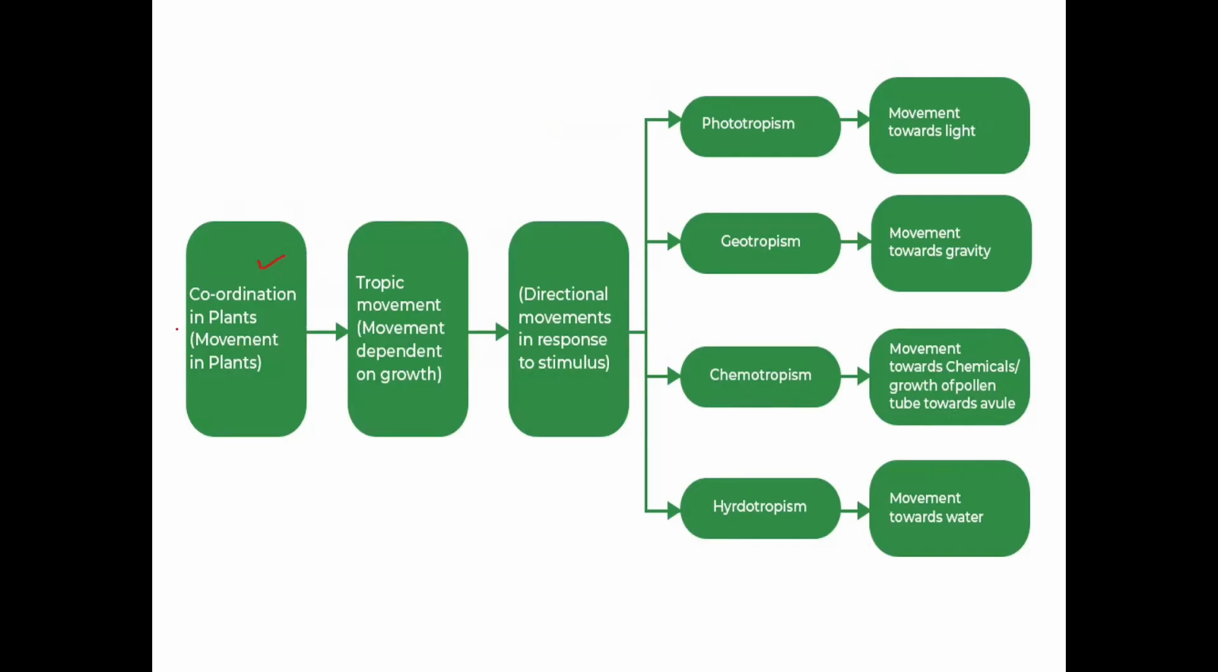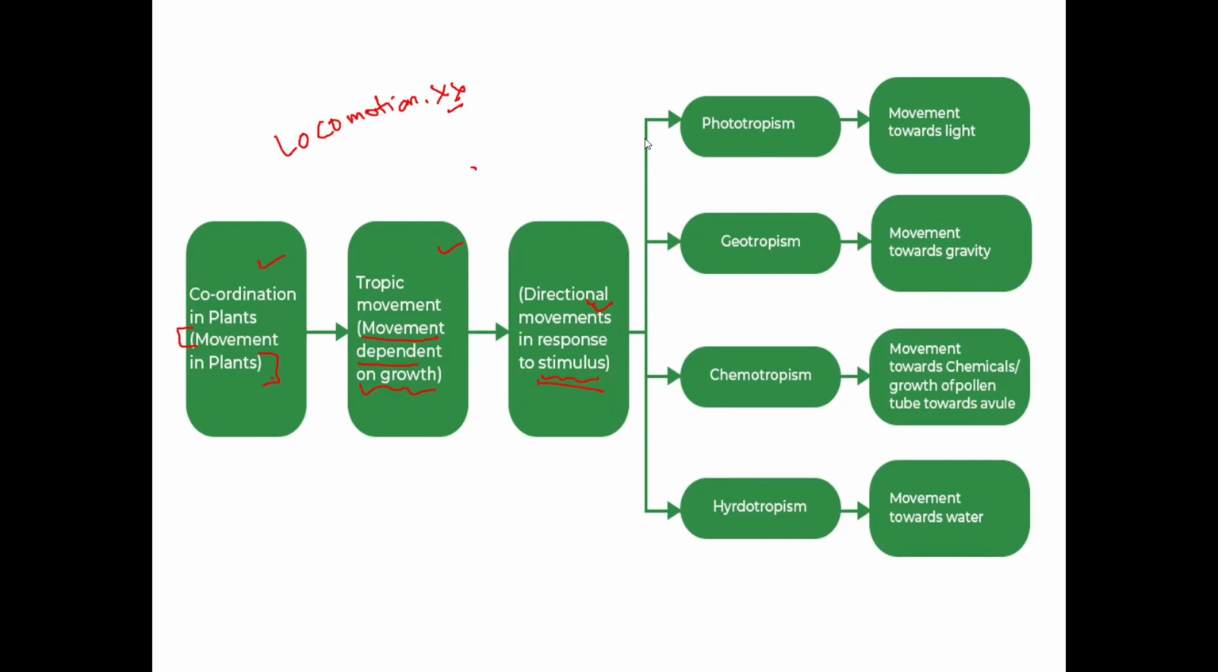Coordination in plants includes movement in plants. Yes. Plants do not show locomotion. Come on, tropic movement, movement dependent on growth, directional movement in response to a stimulus. So tropic movement is basically movement dependent on growth, whereas directional movement depends on the stimulus.